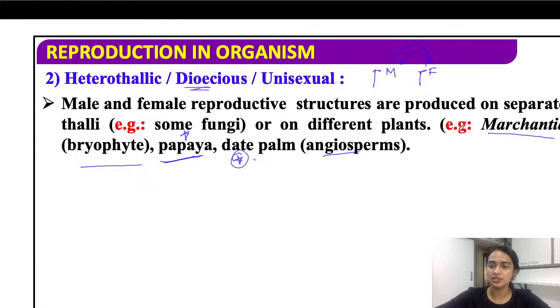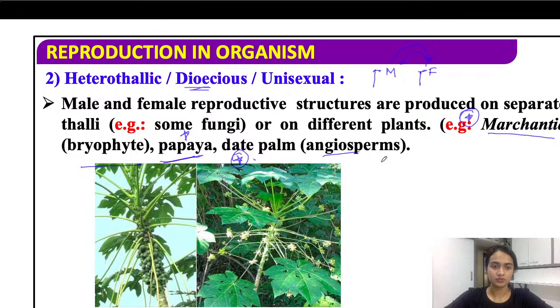This is Marchantia, in terms of the heterothallic ones. You need to remember all these examples. Generally, we try to neglect the examples, but mostly from this unit, all the questions asked are from the examples only. So this is a female and this is the male. We can see that there are two different plants for the female and the male. This is an example of the papaya tree in the case of angiosperms.